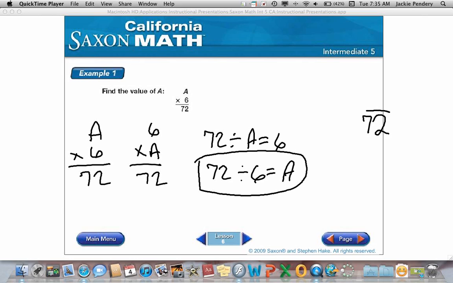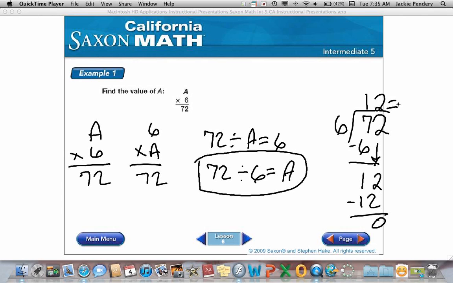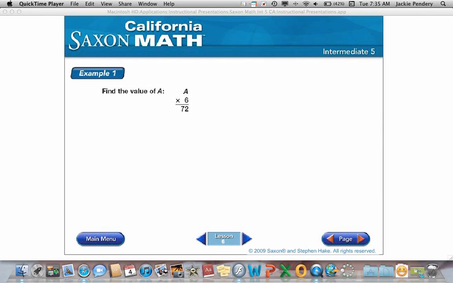72 divided by 6. 6 goes into 7 once. 1 times 6 is 6. Subtract. 7 minus 6 is 1. Bring down the 2 and do it again. 6 goes into 12 twice. 2 times 6 is 12. And so we know that our quotient, 12, equals a. And this is the final answer to example number 1. Make sure you are writing all of this down, please. I will be checking. Okay, let's go into example 2.